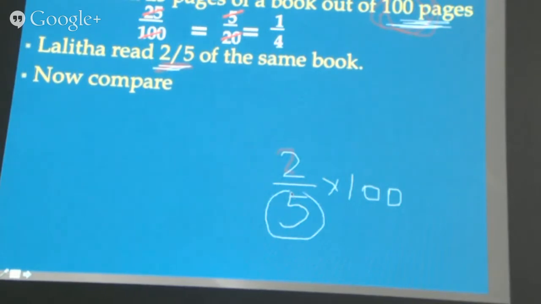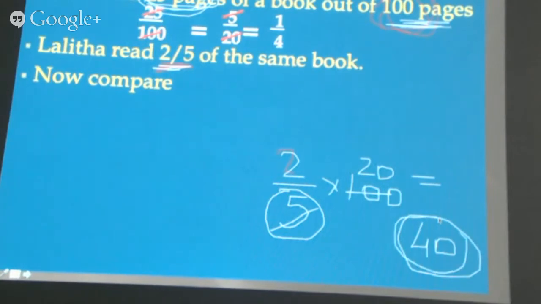Can you divide 100 by 5? How many times? Okay, so I'm striking off this one and it is 20. So 2 times 20, how much? 40. It is 40 pages. Now here Ila read only 25 pages and Lalita read 40 pages. Now who read more, you can compare. This is one way of solving the question.